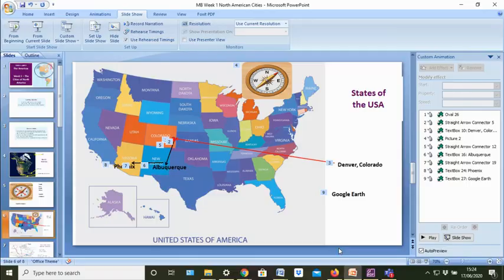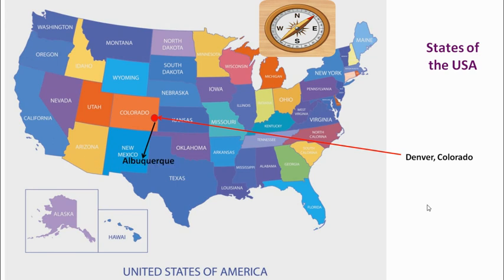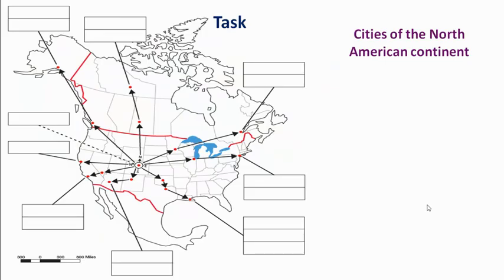Right, back to the slides. So here we've found already Denver, Albuquerque, and Phoenix. So we're going to move on. Right, we've just got to click through this. Denver, Albuquerque, and Phoenix. Now, the task sheet that I've put on the website looks exactly the same as this. And your task is to find some of the cities of the North American continent. A lot of them are in the USA, which is here.